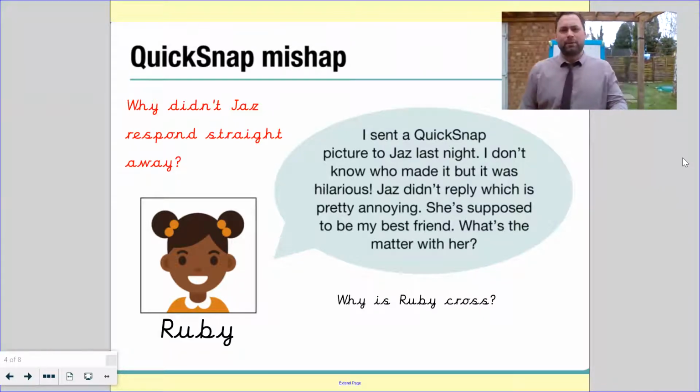Okay, so let's take a moment. Have a read through that again. And then we've got two questions. Number one, why is Ruby cross? And number two, why didn't Jazz respond straight away? Have a little think about it, talk to someone about it.